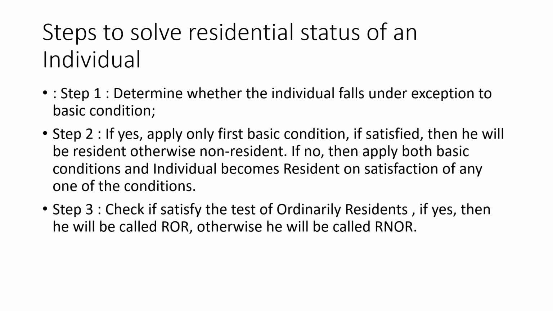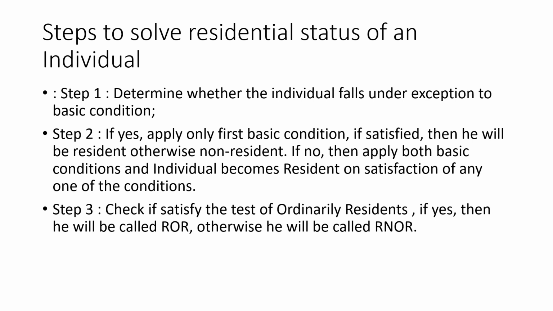What are the steps involved in determining residential status? If you find the residential status of a person, these three steps must be followed. Step first, determine whether the individual falls under the exception to the basic conditions. For example, if he is a crew member and he is leaving India, then he would not be assessed for the two basic conditions. He would be assessed only on one basic condition, that is the 182 days. So first we have to see whether he is in the exception category or not.